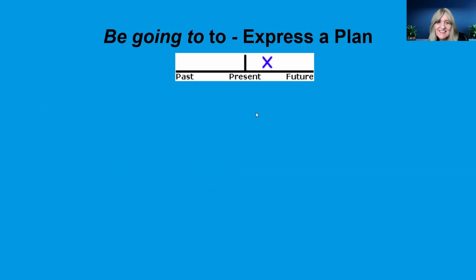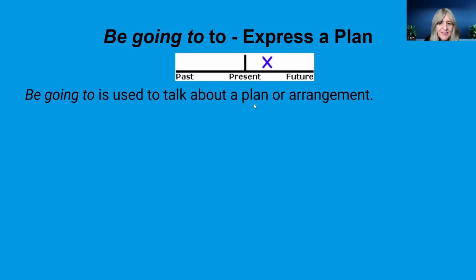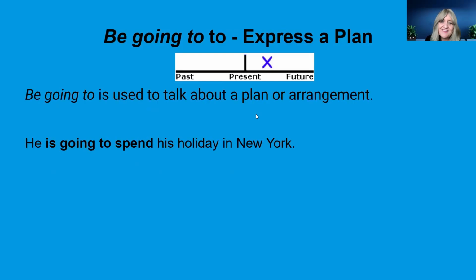Okay. So moving on now to going to. As we previously spoke about in the video, we use going to express a plan or a future arrangement. Our first example is: he is going to spend his holiday in New York. So this is a plan, it's an arrangement. A very lucky guy, I think.